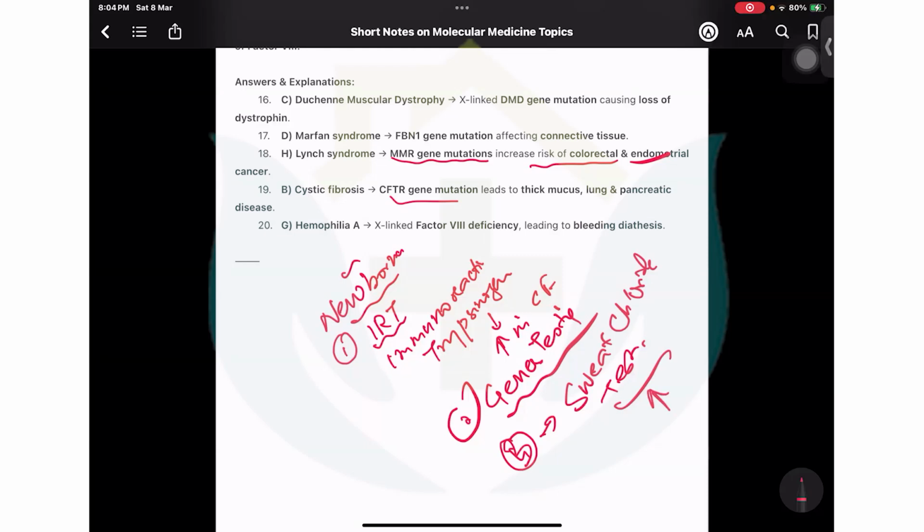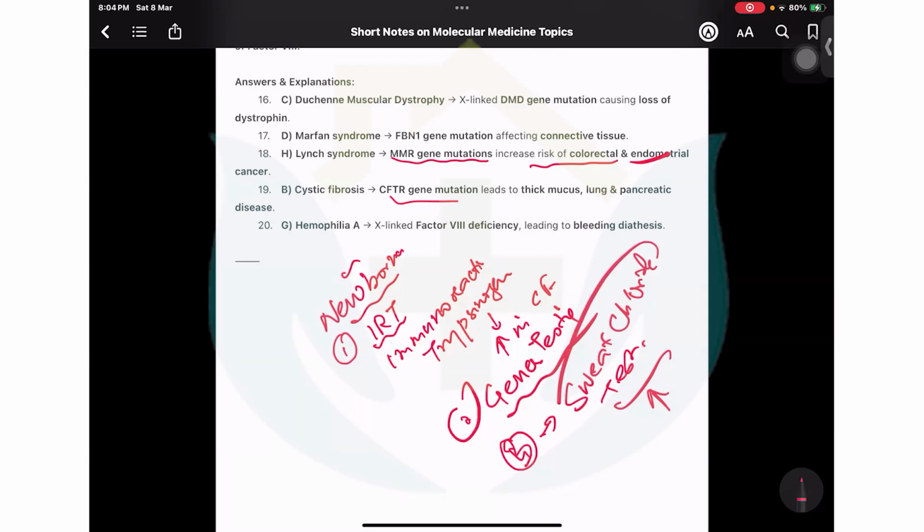So normally the body is actually saving chloride. That is why CFTR is a regulator. If the CFTR is not functioning, the chloride will be lost in the sweat. And if the chloride is lost, the water will also be lost. So water will be lost and everything will become very thick.